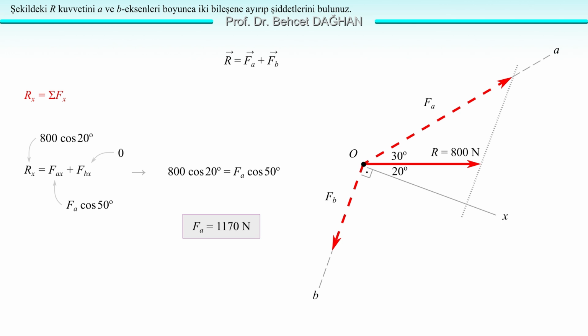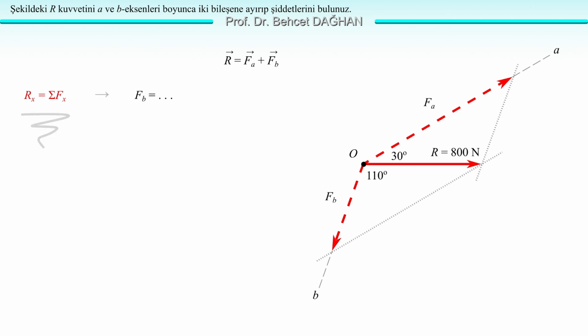Let's move on to finding Fb. We'll find it in a similar way again. What will we do? Don't include Fa in the equation we're going to write. Let's include only Fb, and from there, let's find Fb directly. So, this time, we'll choose the x-axis perpendicular to Fa. We'll make the line perpendicular to the force Fa coincide with the x-axis. I chose the x-axis as shown in the figure.